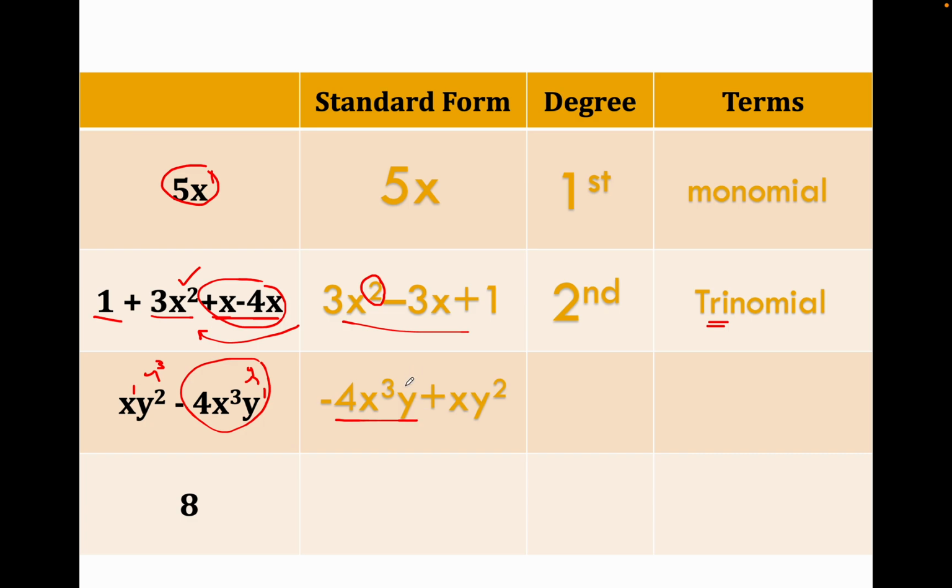The degree is identified by combining the 2 powers in the highest term. So that's a degree of 4. And that's what most people will forget to do, is just combine those 2 together. Oftentimes I see 3. This is a degree of 4, and that is a binomial because there are 2 terms in our answer. Lastly, we have 8, which is a constant. That has a degree of 0, and that is a monomial.